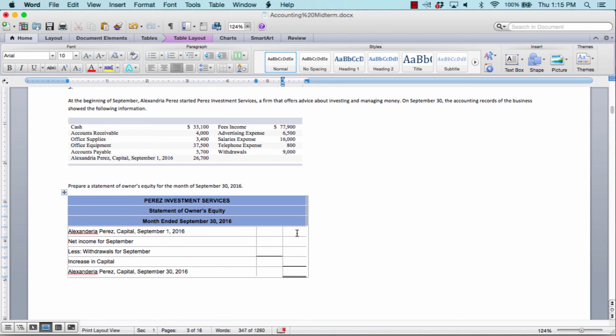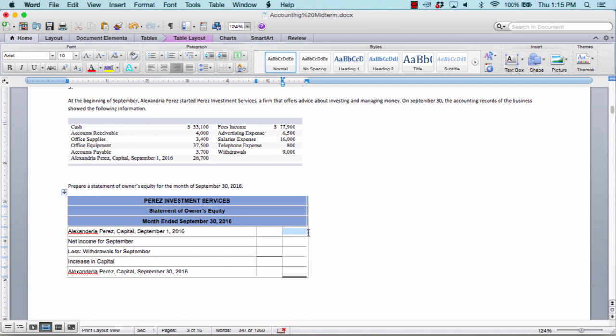If you can't remember what an owner's equity statement looks like, go back to the textbook and look at one. It'll tell you that you have to find out the balance of owner's capital on September 1st. Well, the balance of owner's capital on September 1st is right here. Okay? So you write down in this column 26,000, in this column right here, 26,700.